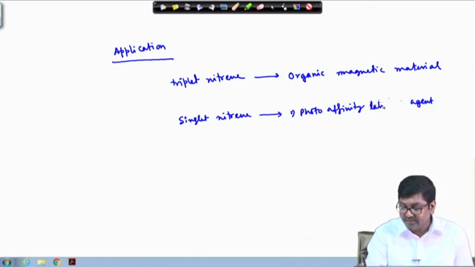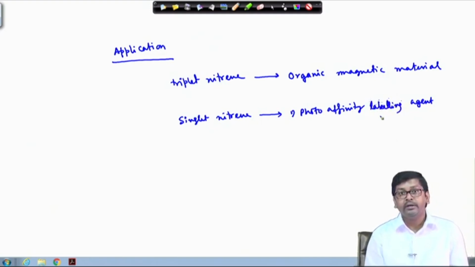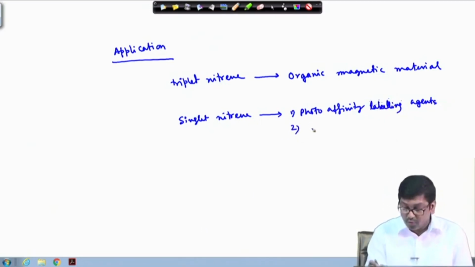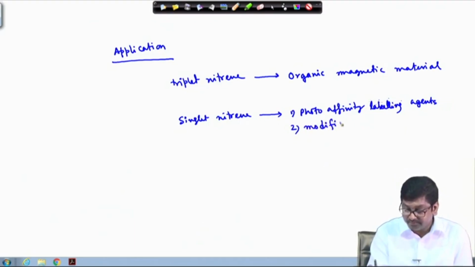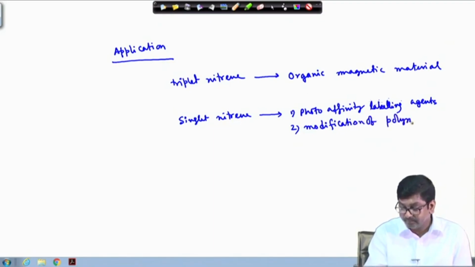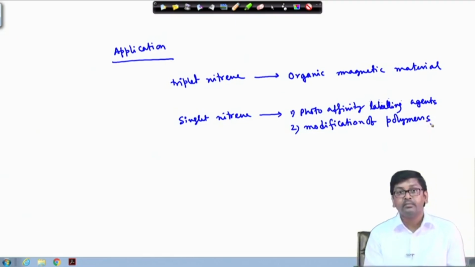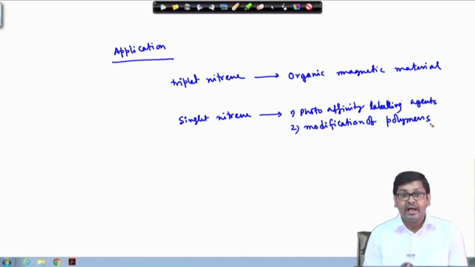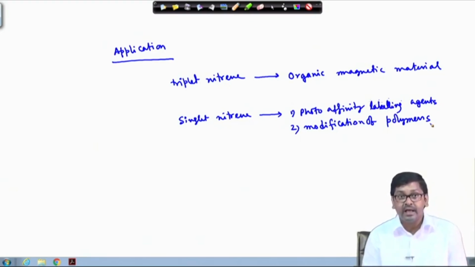Photoaffinity labeling agents. And number 2, they can be used to modify different types of polymers, so, modification of polymers. So, different types of reactions and applications exist for triplet nitrene as well as for singlet nitrene. So, we have discussed various applications of triplet and singlet nitrene. Thank you.